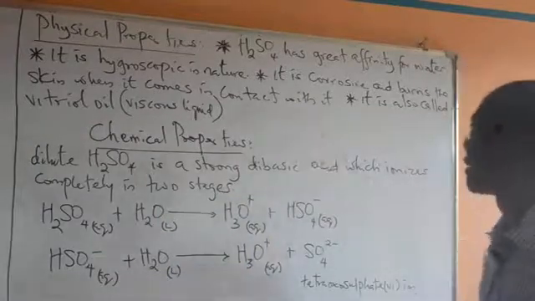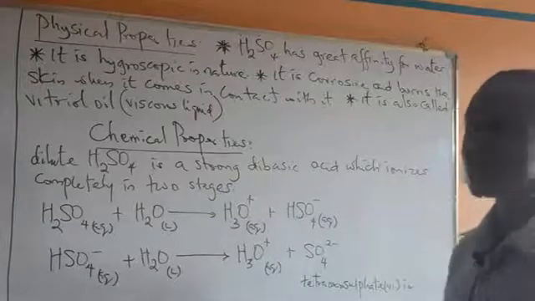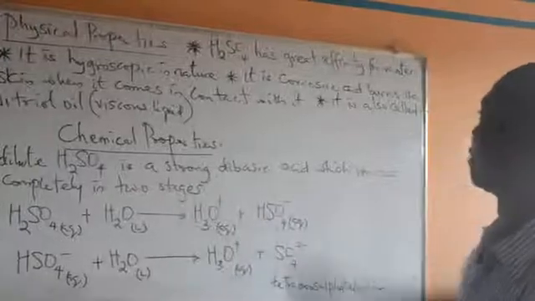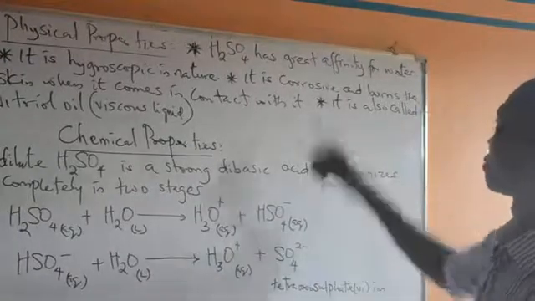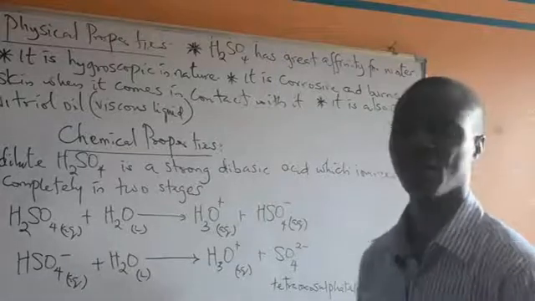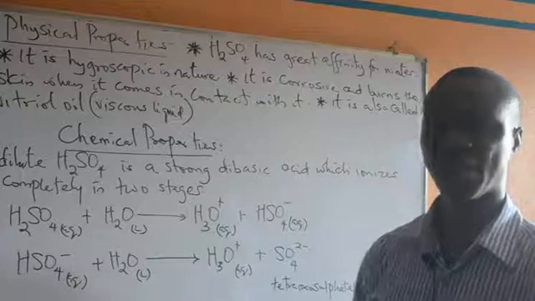Now again, it is very corrosive. Yes, it has to be corrosive because it's a strong acid. All strong acids are corrosive. So tetraoxosulphate acid is corrosive, and also burns the skin when it comes in contact with it. Yes, it's a very strong acid. Please don't practice this, it's bad.